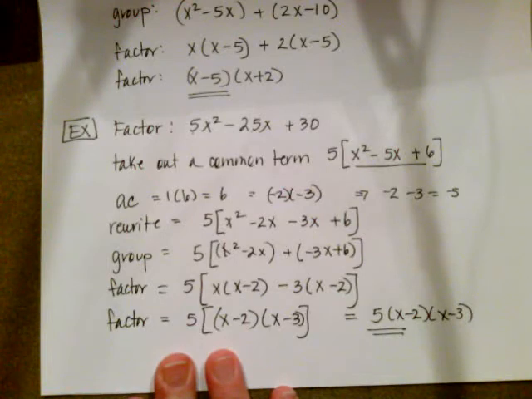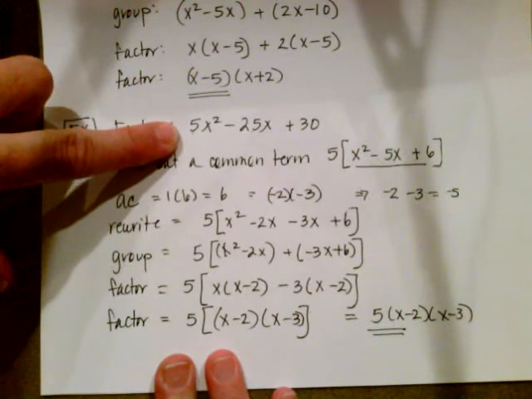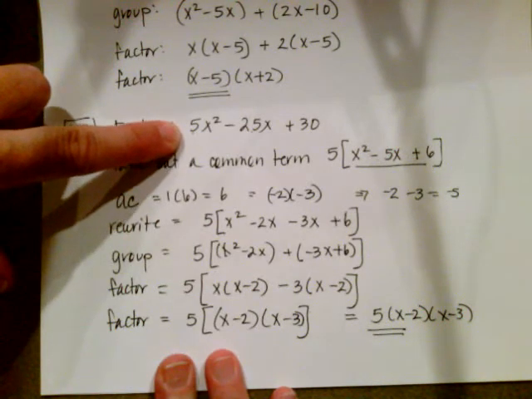So the AC method is actually a really nice method. It makes the math seem simpler than trying to pull off guessing and testing what it would have been from our original equation.